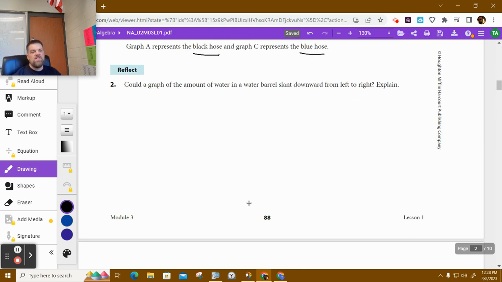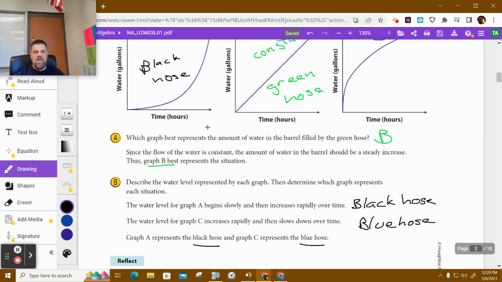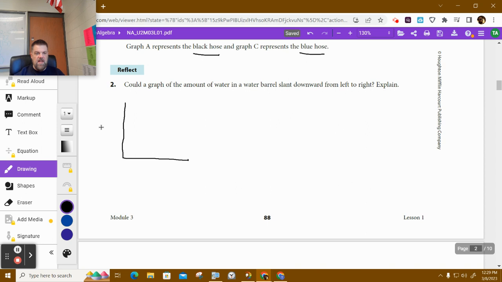Now here's the next one. It says, could a graph of the amount of water in the water barrel slant downward from left to right. So what they're saying is, what if I have a graph that looks like this? I have a graph, right? And I've got time and the water in the barrel. So we'll put gallons over here and time here. And they're saying, is it possible to have it do something like this?